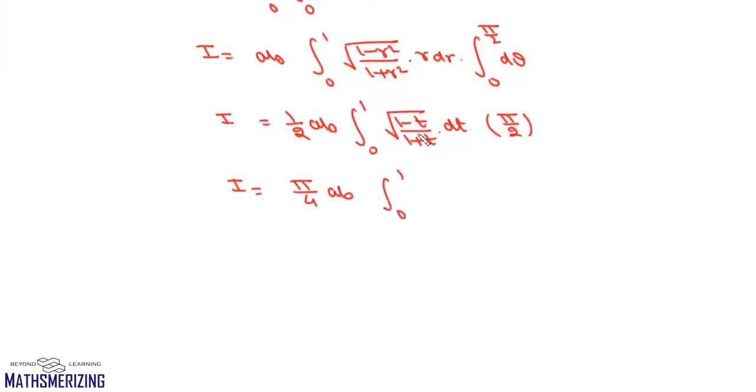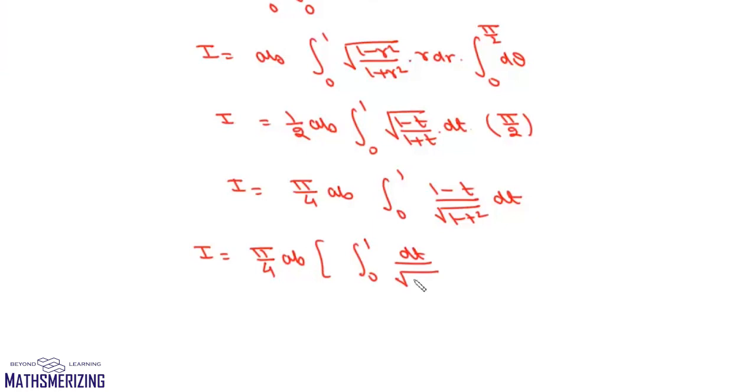Now what we'll do is we'll multiply and divide it with the square root of 1 minus t. So we'll get (1 minus t) upon the square root of (1 minus t^2) dt. Now we split it in two parts. We'll write this as pi by 4 ab, and then this integral from 0 to 1 of dt upon the square root of (1 minus t^2), and then minus the integral from 0 to 1, we'll multiply with 2 and divide by 2, 2t dt upon the square root of 1 minus t^2.